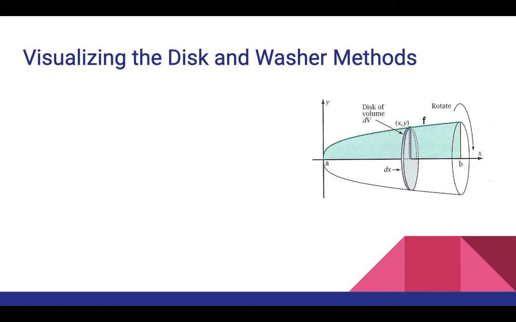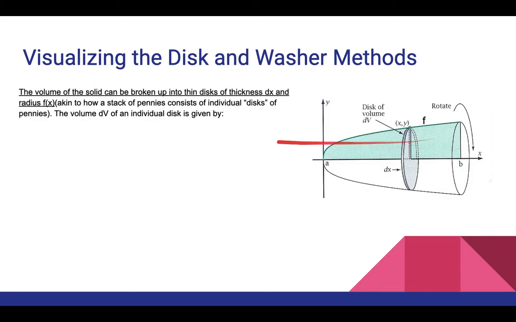So if we want to determine the volume of this specific solid that's produced by rotating a function f around the x-axis, we can take note of the following. The volume of the solid can be broken up into thin disks of thickness dx and radius f of x. So we can take note that the radius is f of x, our height at a certain x value, and that this disk has a thickness dx, akin to how a stack of pennies consists of individual disks of pennies.